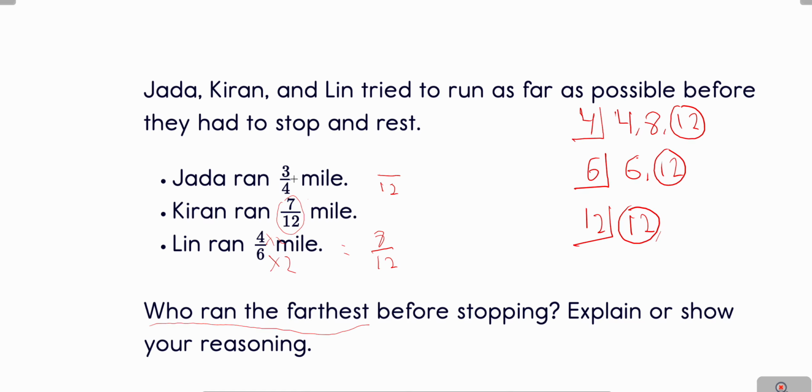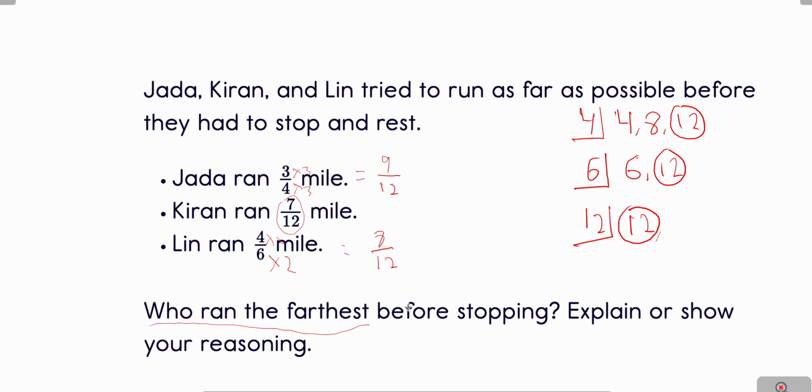So here, 3/4, you want a desired denominator of 12. 4 times what gives you 12? Well, you know 4 times 3 gives you 12. Whatever you do to the bottom, you have to do to the top. So 3 times 3 is 9. So now it's a fair comparison. So Jada ran 9/12 of a mile. Kieran ran 7/12 of a mile. And Lynn ran 8/12 of a mile.